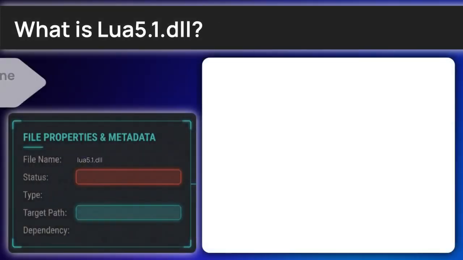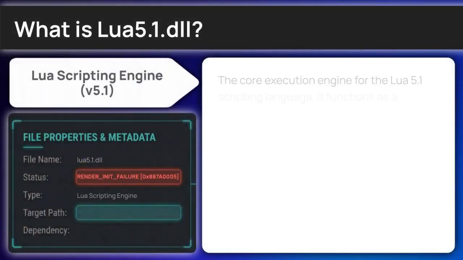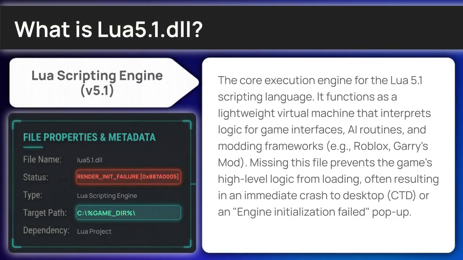This is the Lua 5.1 Engine, the core execution engine for the Lua 5.1 scripting language. It functions as a lightweight virtual machine that interprets logic for game interfaces, AI routines, and modding frameworks, like Roblox and Garry's Mod. Missing this file prevents the game's high-level logic from loading, often resulting in an immediate crash to desktop, CTD, or an engine initialization failed pop-up.